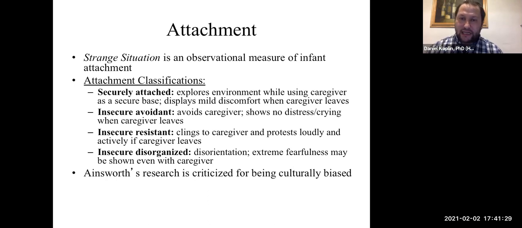Well, a securely attached child is going to be mildly bothered by the separation of their caregiver, the parent leaving, but they're going to be comforted and feel safe and secure when the parent comes back. An insecure avoidant child is an apathetic child. They don't care about you leaving. They don't care about you coming back. They don't come up to you for comfort. An insecure resistant child is not only not coming up to you for comfort, but if you approach them, they push you away, they might kick you, they might bite you.